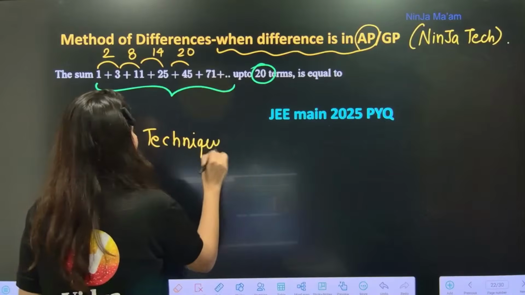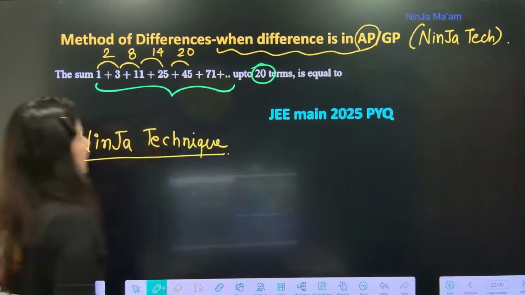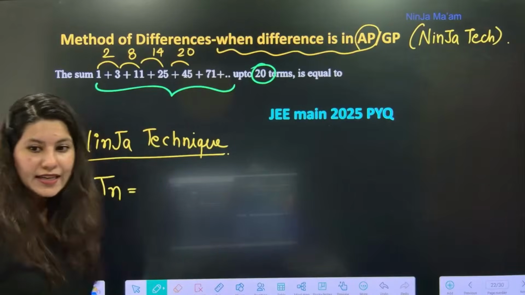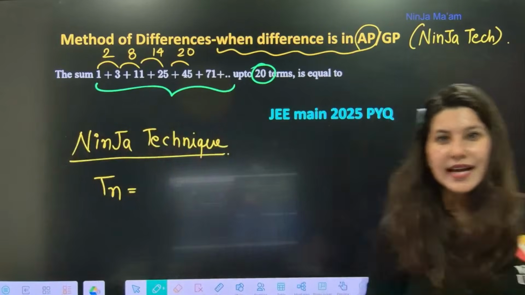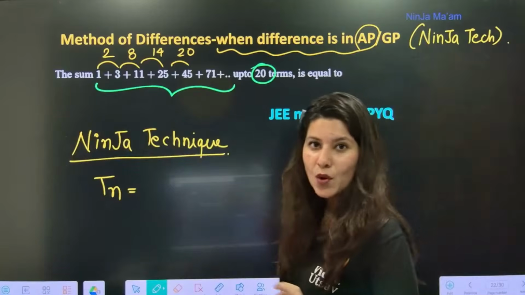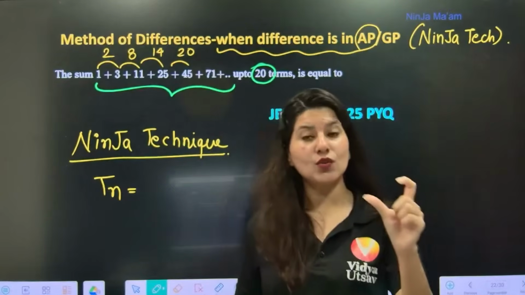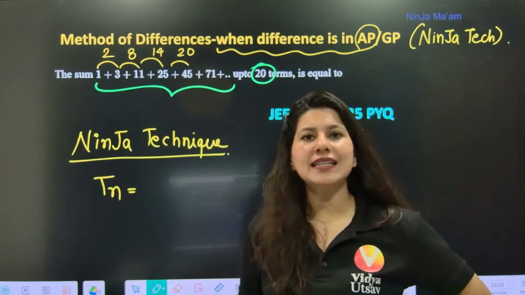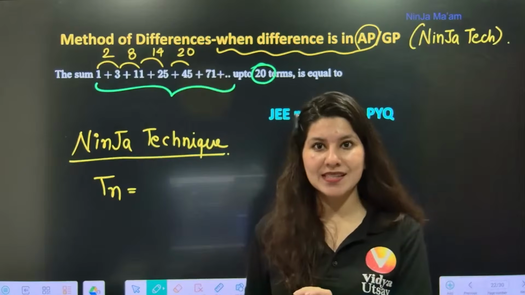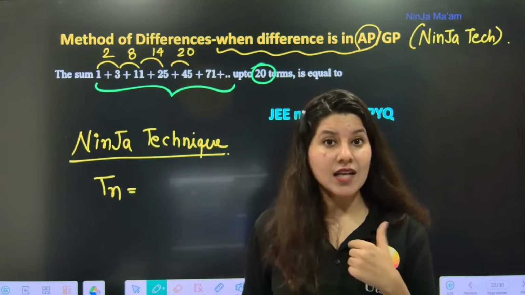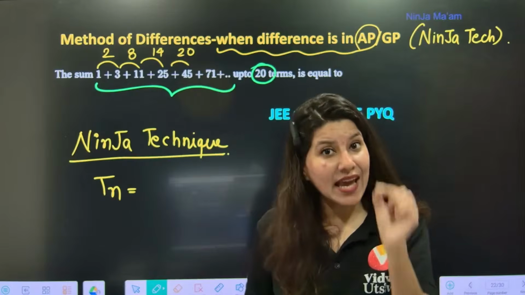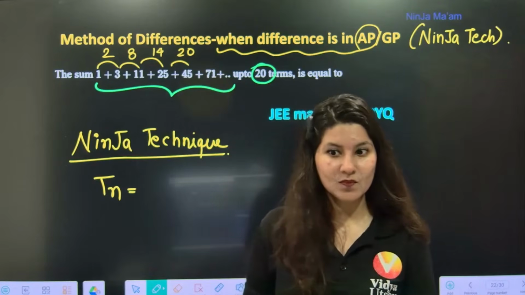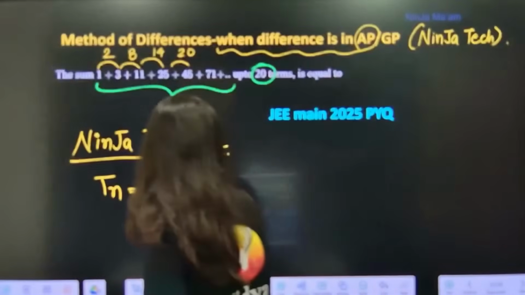Ready for the ninja technique? The ninja technique says that you directly write Tn. Okay? Directly write Tn. Tn will be what? A quadratic expression in terms of n. What is quadratic? Ma'am, ax square plus bx plus c. But that is in x. I am talking about a quadratic in n. So ma'am, an square plus bn plus c. Yes, an square plus bn plus c.